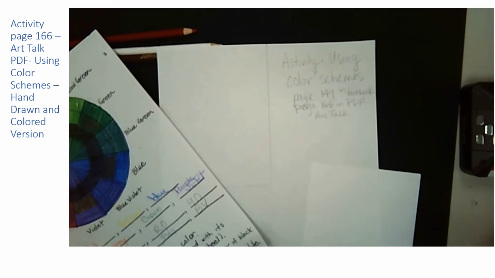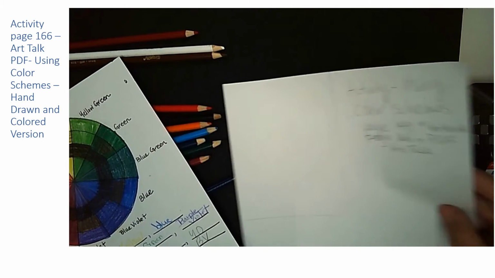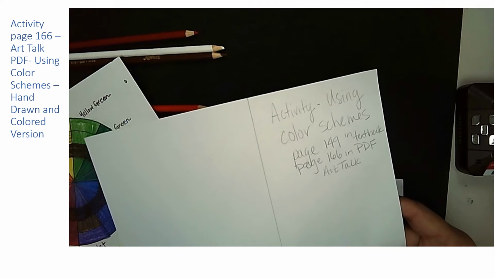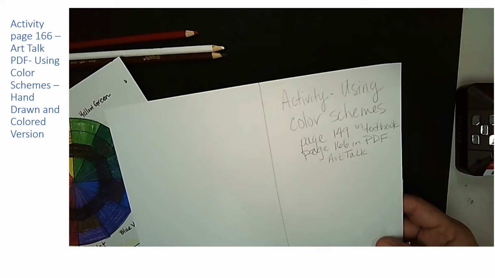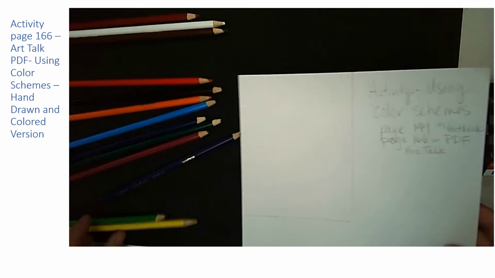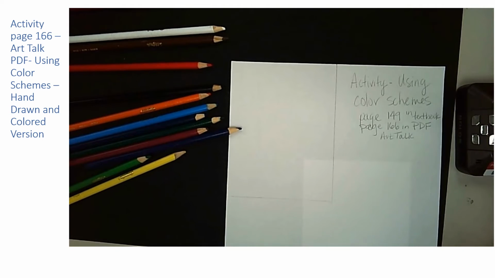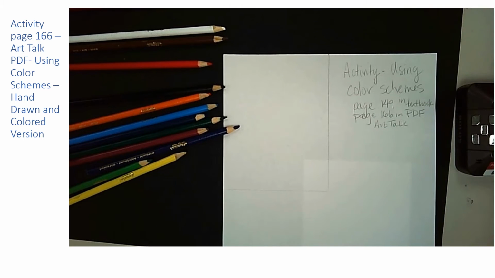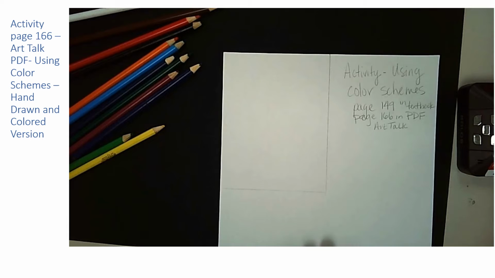Going along with what we talked about using color schemes, we're going to do our activity. If you want to look it up in your textbook, it would be on page 149, and it will be page 166 in the PDF copy of Art Talk. We're going to create a design, and we're going to color it or paint it or whatever medium you have available to you. We're going to start by using our initials because it'll just be the fastest way to get this done.